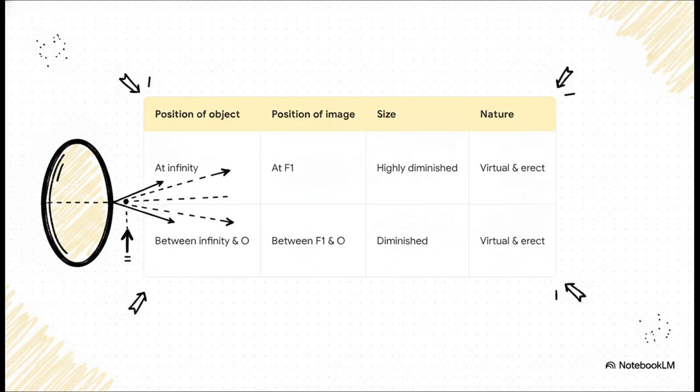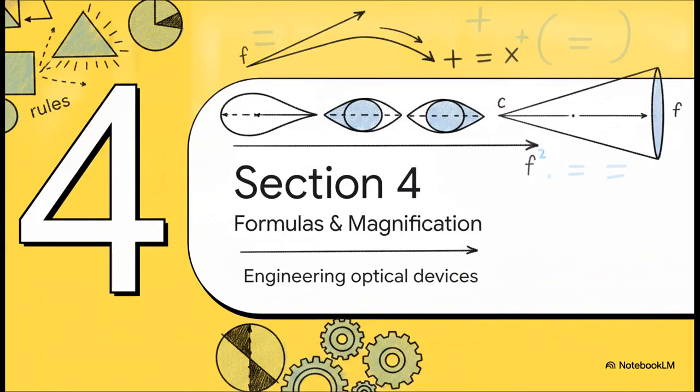The image is always going to appear smaller, right side up, and floating somewhere between the focus and the optical center. Okay, Section 4, Formulas and Lens Magnification. Let's get into the math.